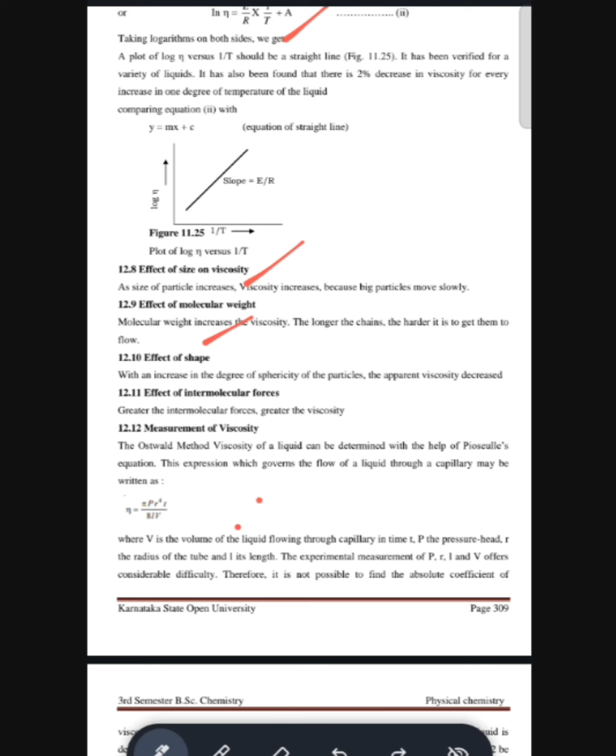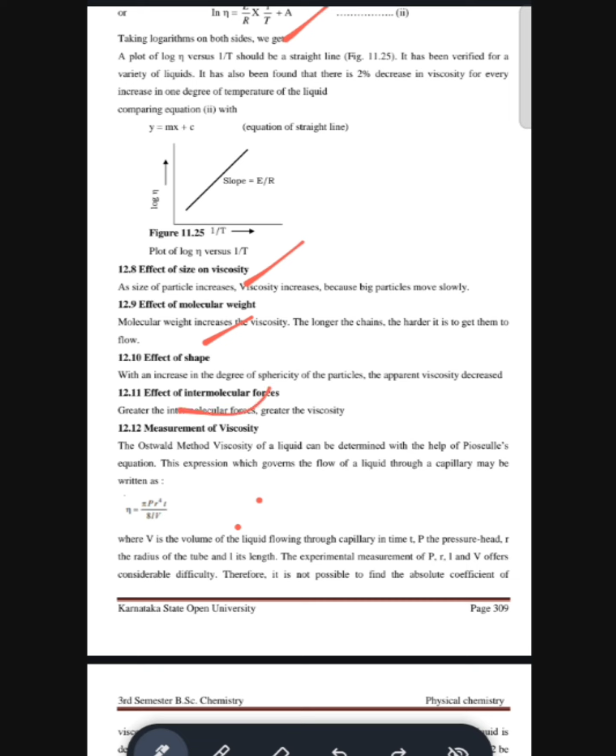Effect of shape: with an increase in the degree of sphericity of the particle, the apparent viscosity decreases. When the molecules are present in a circular or spherical shape, the viscosity will decrease, because the movement of those molecules will be faster. So the viscosity will decrease. And next is the effect of intermolecular force.